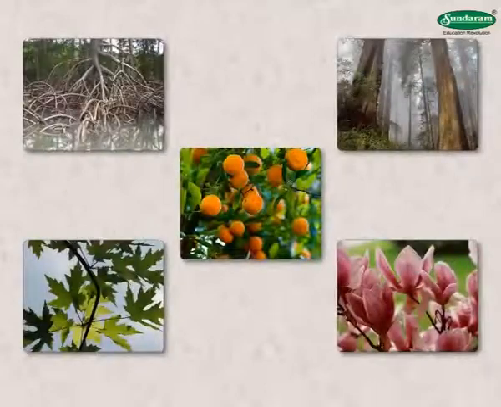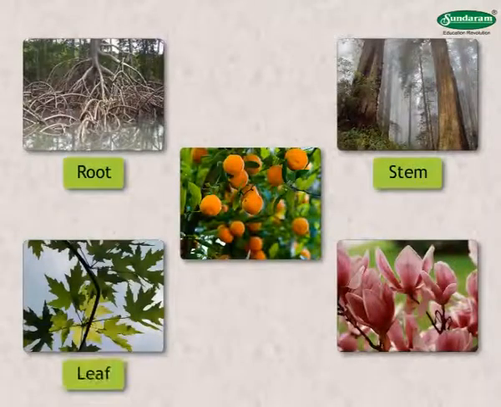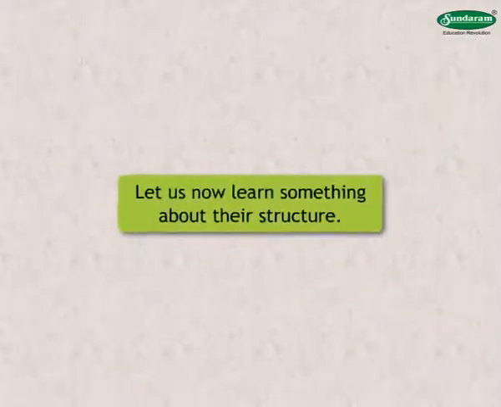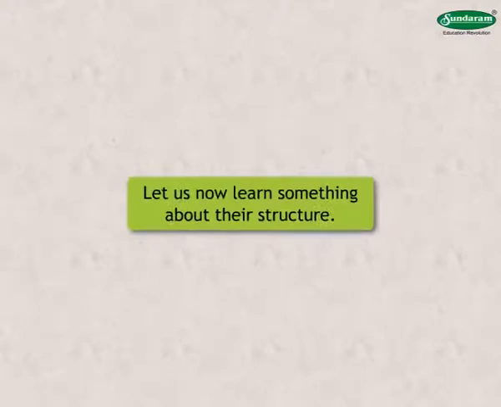You know that root, stem, leaf, flower and fruit are the parts of plants. You have also learned the functions of these parts. Let us now learn something about their structure.